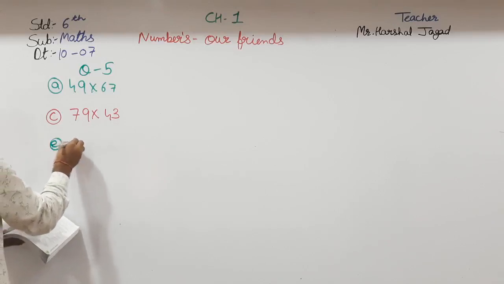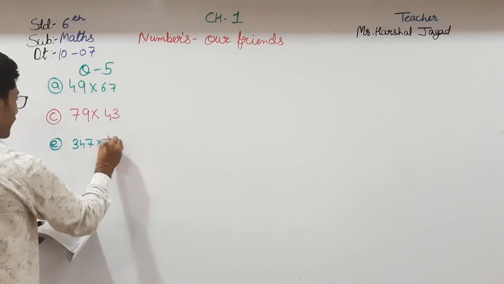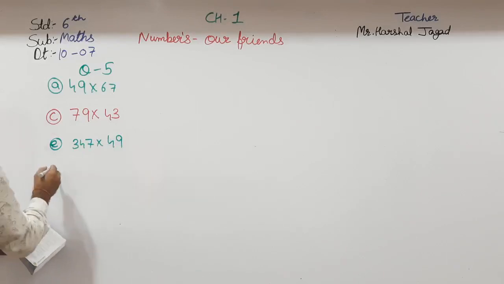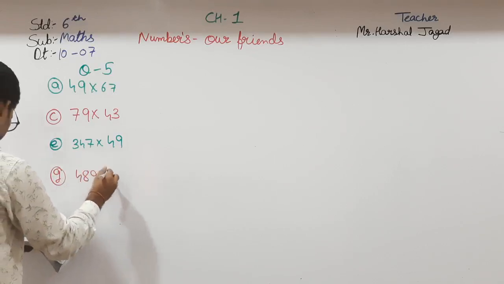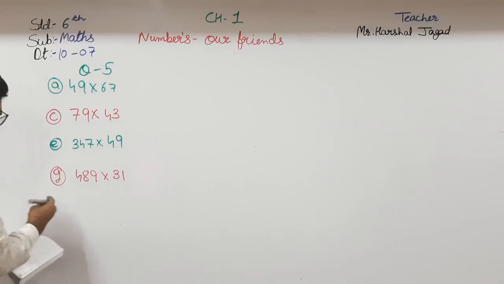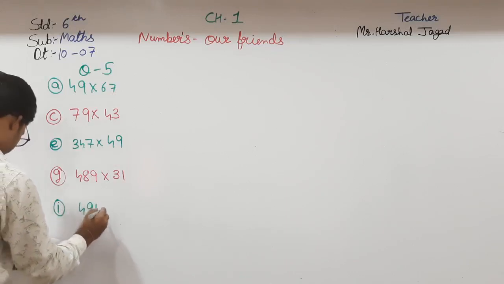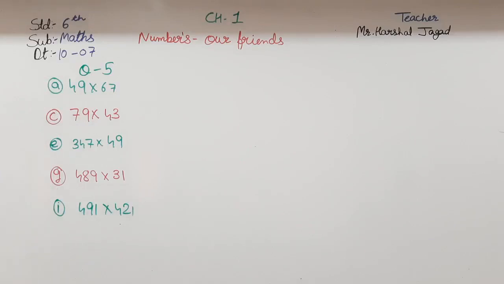Then after E, that is 347 into 49. Then after G, that is 489 into 31. Then after I, that is 491 into 421. Okay, so let us calculate the answer by rounding off.